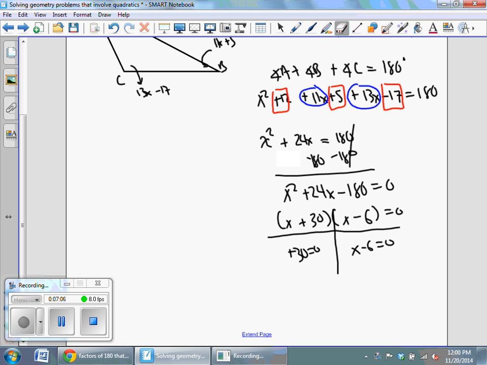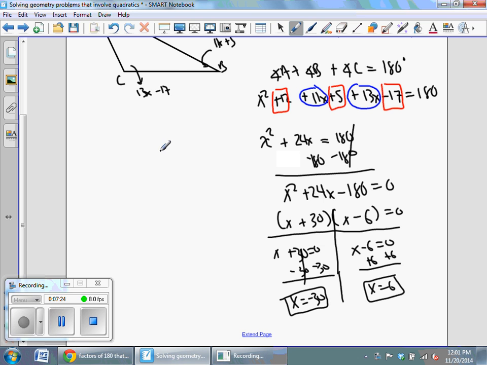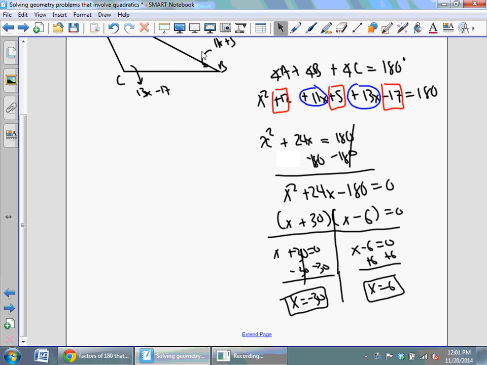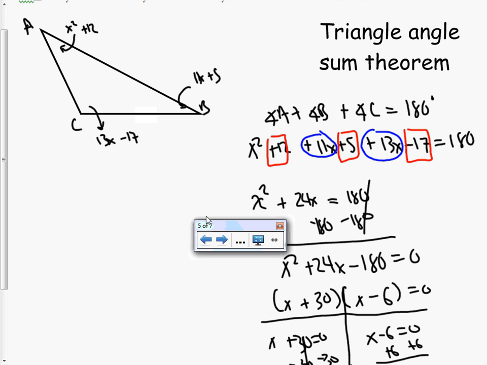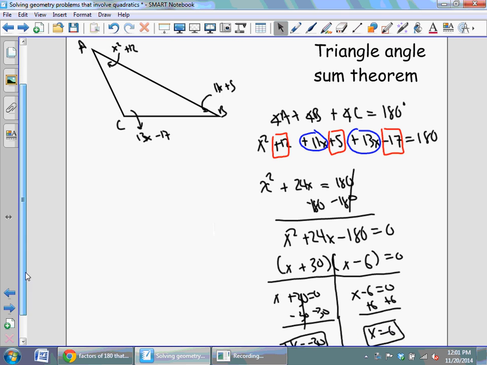Let me rewrite that. Minus 30 on both sides, I get x equals negative 30. And then here, plus 6, I get x equals 6. And I get two answers, right? Because quadratic equations give you two answers. But I can only pick one. So which one do I pick?